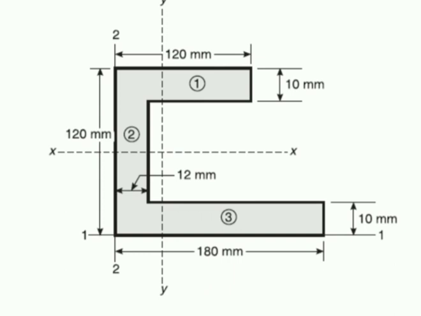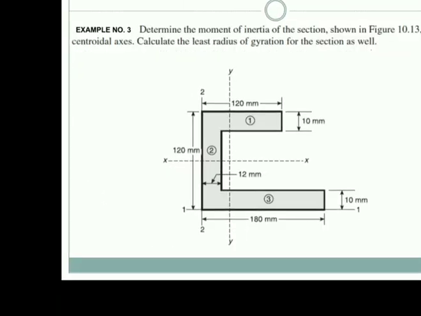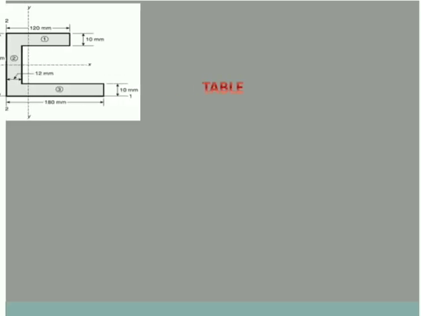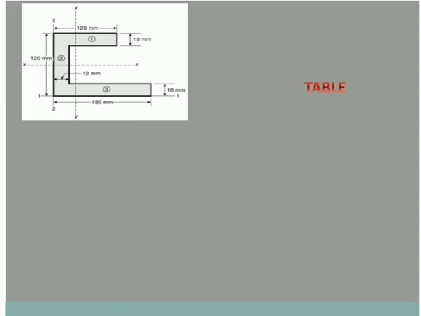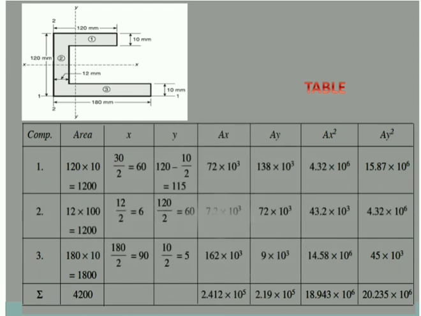1-1 and 2-2 are our given reference axis. 1-1 is the horizontal reference, 2-2 is the vertical reference. So let's go ahead with the figure and the table. For your comfort, I have tried to fit the figure on this screen also. So let's go ahead with the discussion of calculations.